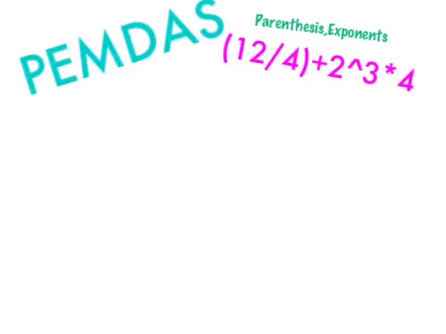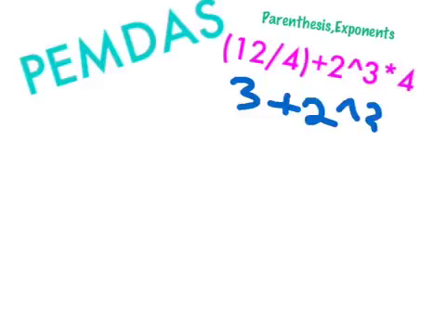I'll start with P. P is for parentheses. Parentheses are these things right here, and it's the first in PEMDAS, because that's the order of operations. You start with the problem that's in parentheses, and that's 12 divided by 4, which is 3. So it'd be 3, and you'd move down everything else.